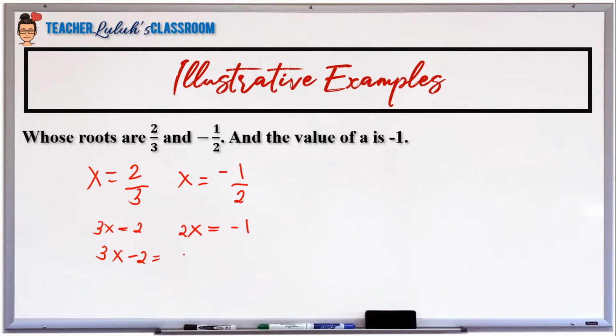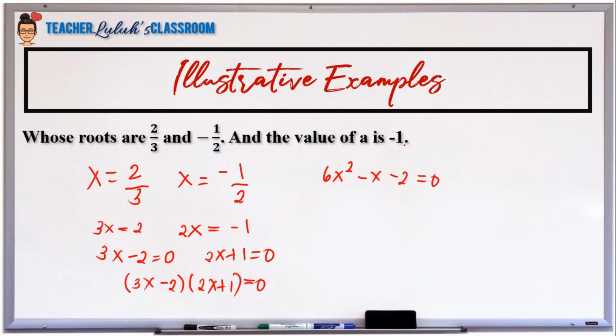So, I have 3x minus 2 equals 0. And then, 2x plus 1 equals 0. And then, reverse natin yung zero product. So, I have this. And then, using the FOIL method, I will write here, I'll have 6x squared minus x minus 2 equals 0. So notice that I have -1 as a and I have 6.